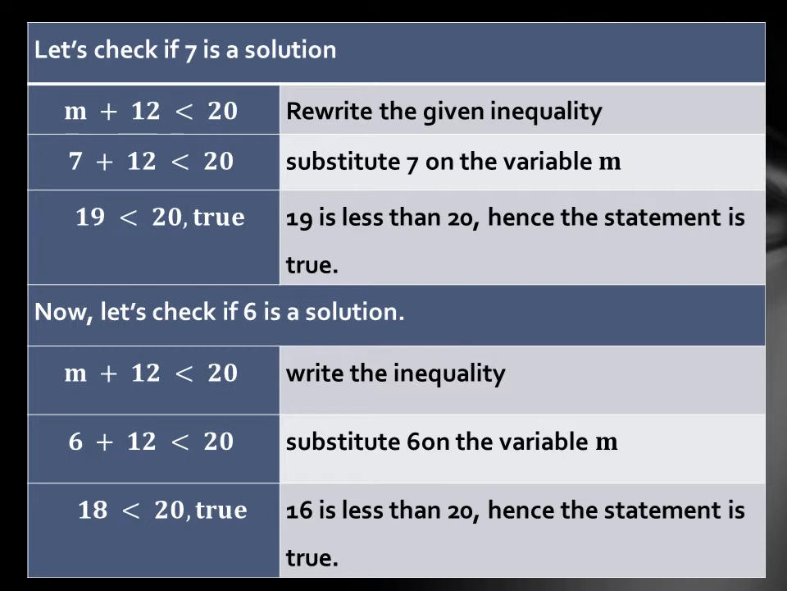Now let's check if 6 is a solution. Write again the inequality m plus 12 is less than 20. After that, substitute 6 for the variable m. It becomes 6 plus 12 is less than 20. We simplify: 6 plus 12, that is 18, is less than 20. Hence, the statement is true.